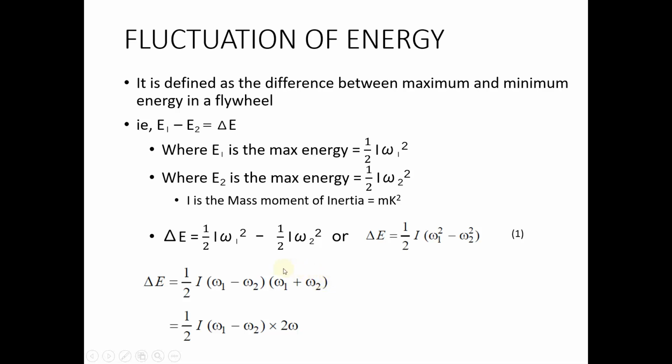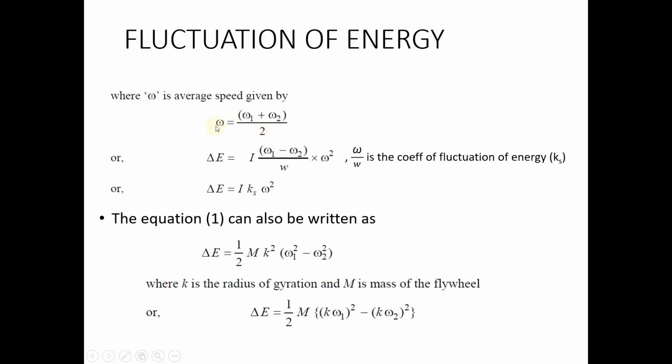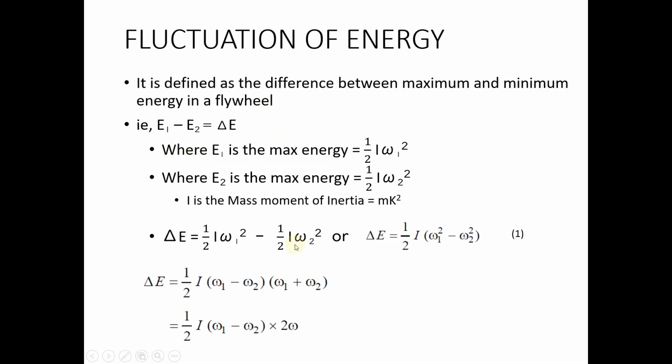Now the mean rotational speed omega is equal to omega 1 plus omega 2 by 2. So therefore we can write omega 1 plus omega 2 is equal to 2 omega. So we can substitute that here. So this equation becomes half I into omega 1 minus omega 2 into 2 omega. So this is given here, omega is the average speed, omega 1 plus omega 2 by 2. So we get this equation, omega 1 minus omega 2 into half I into 2 omega.